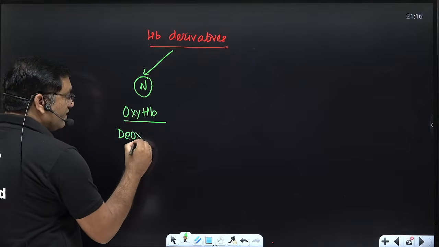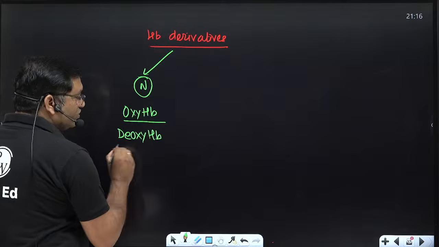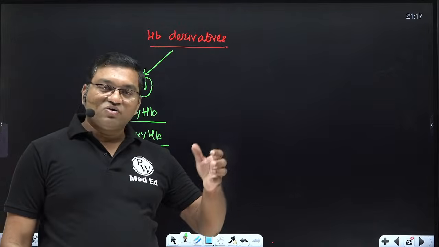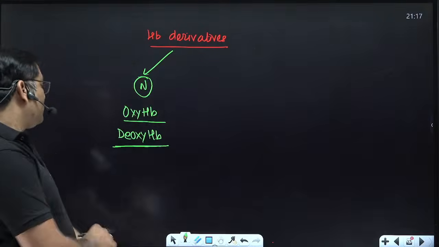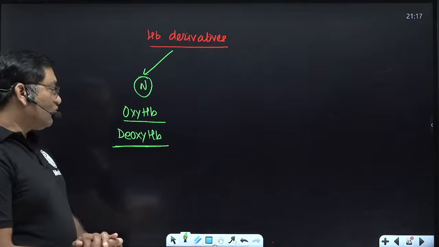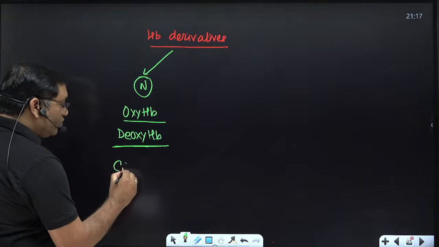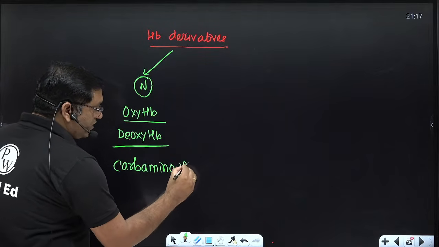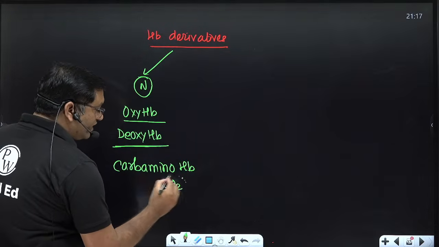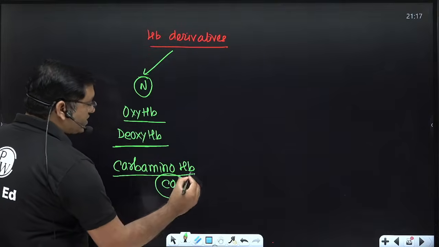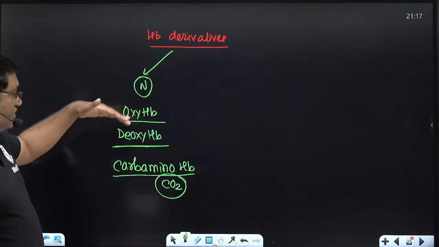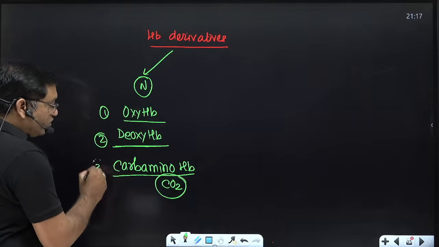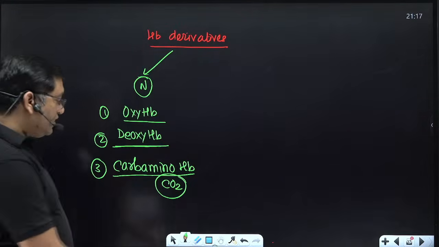Deoxyhemoglobin: when it is delivered to the tissues and oxygen is no longer attached to the hemoglobin, it is known as deoxyhemoglobin. Then carbaminohemoglobin: when CO2 is attached to hemoglobin, it is known as carbaminohemoglobin. So oxyhemoglobin, deoxyhemoglobin, and carbaminohemoglobin are the normal hemoglobin derivatives.